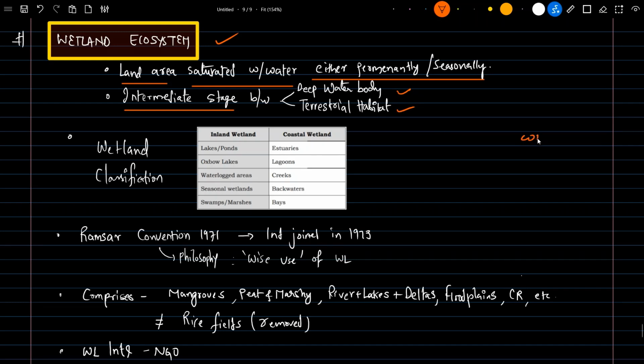So a wetland is basically an ecotone between the deep water body and the terrestrial habitat on land. Wetland classification can be done in this way: inland wetland and coastal wetland. Inland wetland examples are lakes, ponds, oxbow lakes, rivers, waterlogged areas, seasonal wetlands, swamps, marshes, all those things. Whereas coastal means estuaries, lagoons, creeks, backwaters, bays. These are all the coastal wetlands.